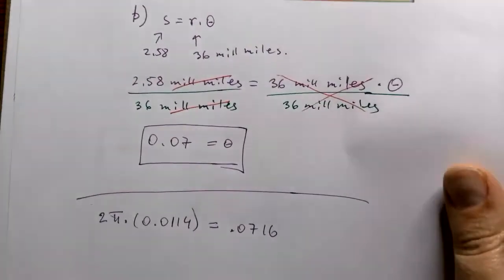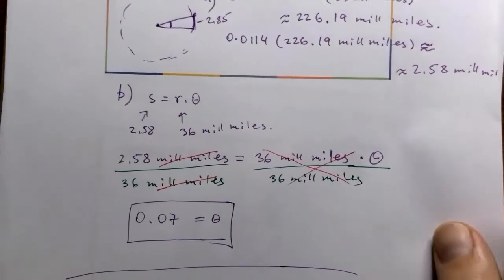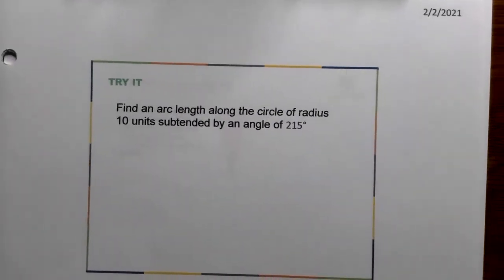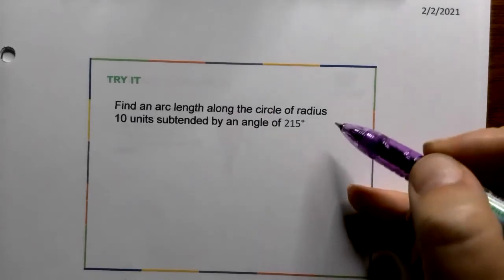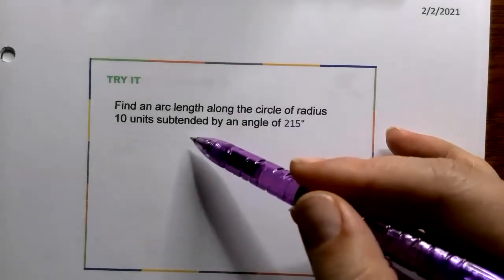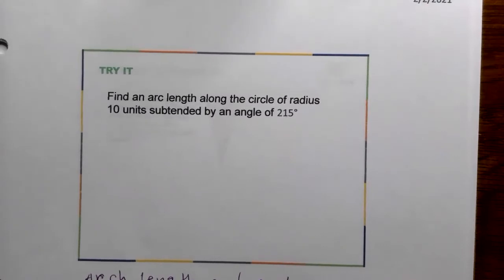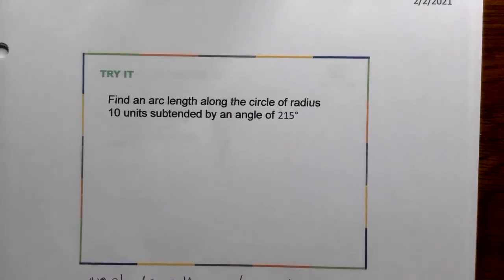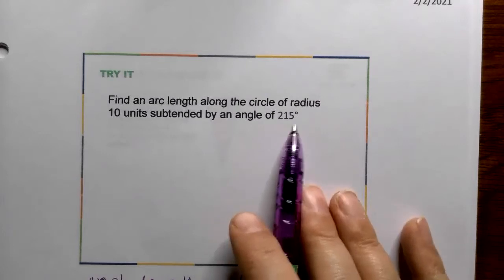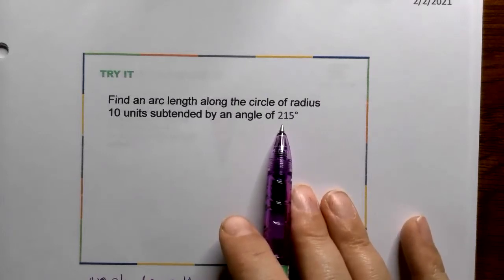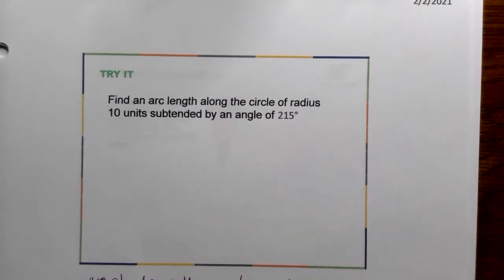If you solve the problem in a different way than somebody else, more power to you. All right, so this is it for this problem, and I want you to try this one by yourself. Find an arc length along the circle of radius 10 units subtended by an angle of 215 degrees. All right, so go ahead and find it. So one thing that you need here is to convert your degrees into radians, actually, in order to use the formula. Don't forget about that.